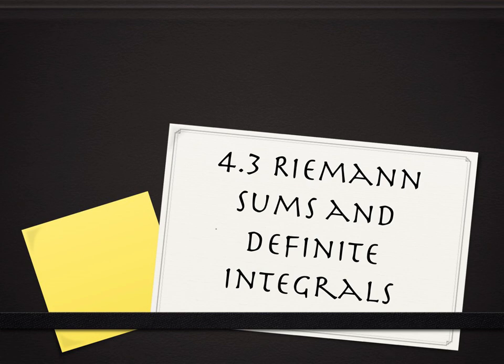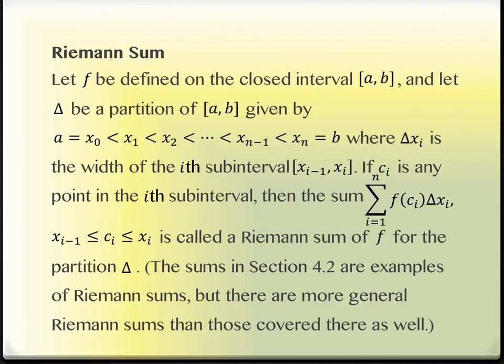So I want to define for you what it means to talk about Riemann sums, and then we're going to be taking a look at definite integrals in this section. Now, we've seen the word sums before. We looked at them in section 4.2. We had this summation symbol. We talked about this index of summation, starting and stopping at certain values and so forth. So a Riemann sum goes like this.